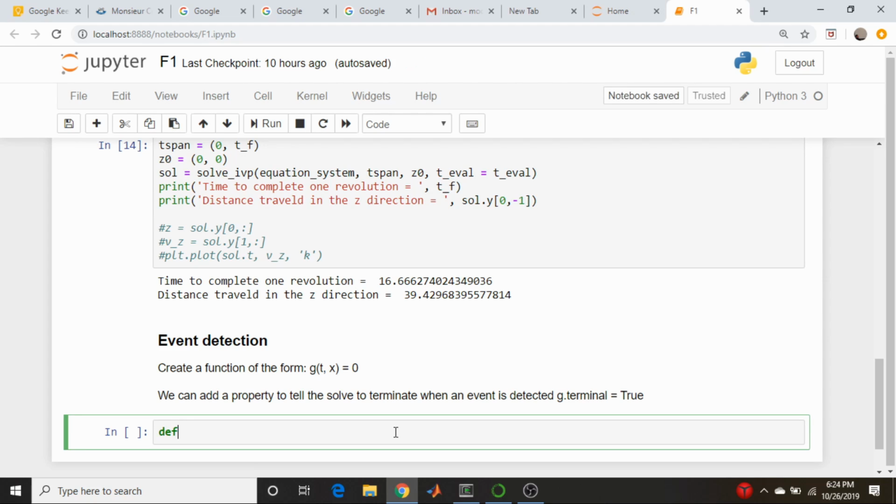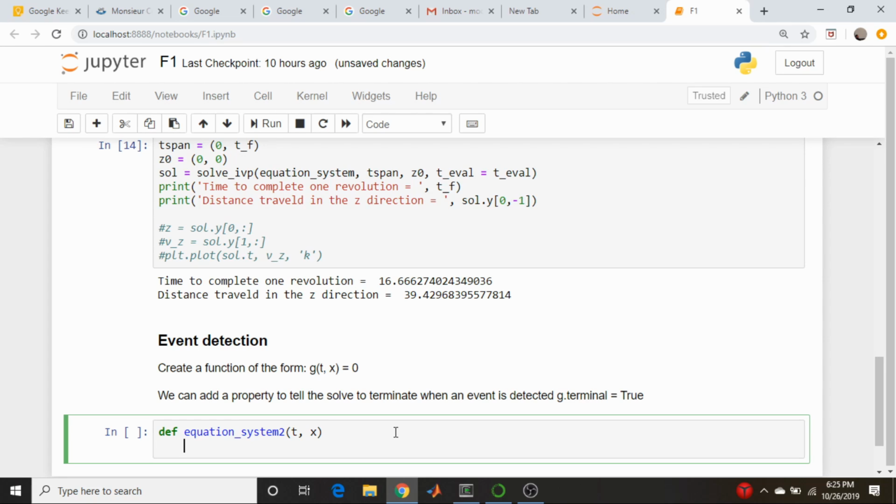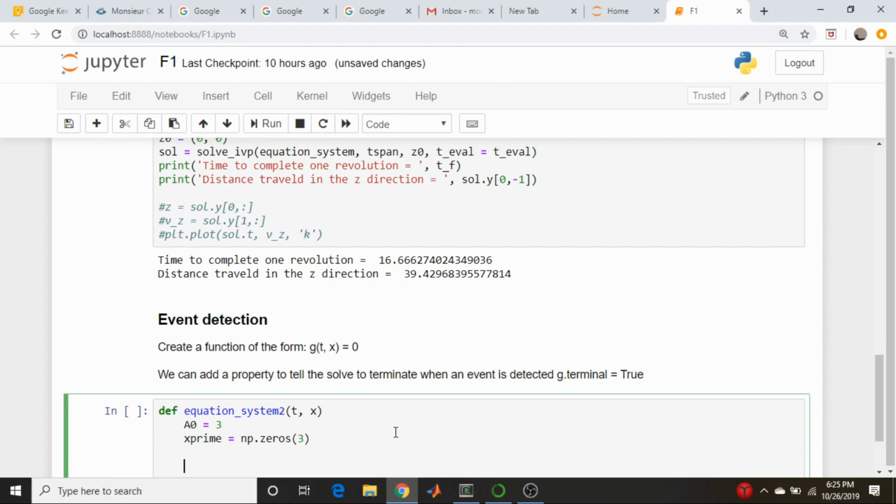So just as before, we're going to define a function, and we're going to call it equation system 2. And it's also going to have the same type of arguments. It's going to take t and x. And again, we're going to have to pass in this a naught is equal to 3. And now x prime is going to be equal to np.zeros, yes. And that's going to have three dimensions this time. And before I forget to return, as I often do since I use MATLAB more than Python, let's return x prime.